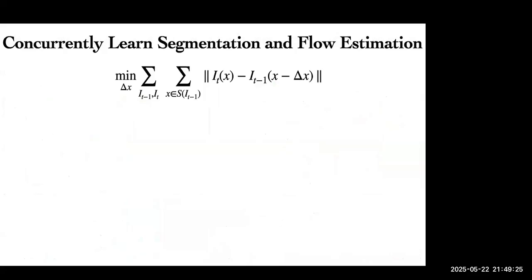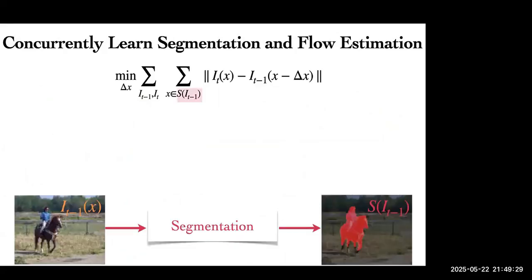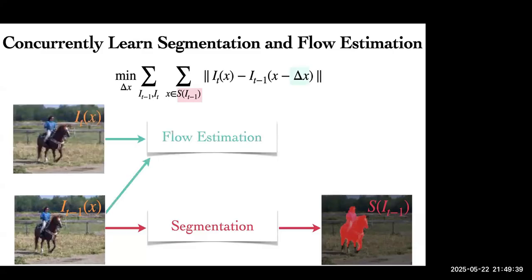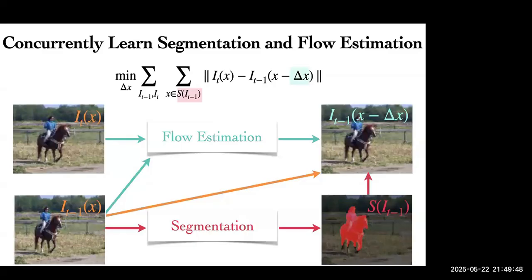So we want to concurrently learn segmentation and flow estimation at the same time. Given an image, I'm going to have a model that spits out a segmentation, but I don't have supervision for that. But let's say I can do that. And then I take two frames. I'm going to have another model estimating flow, but I don't have the ground truth flow for the output.